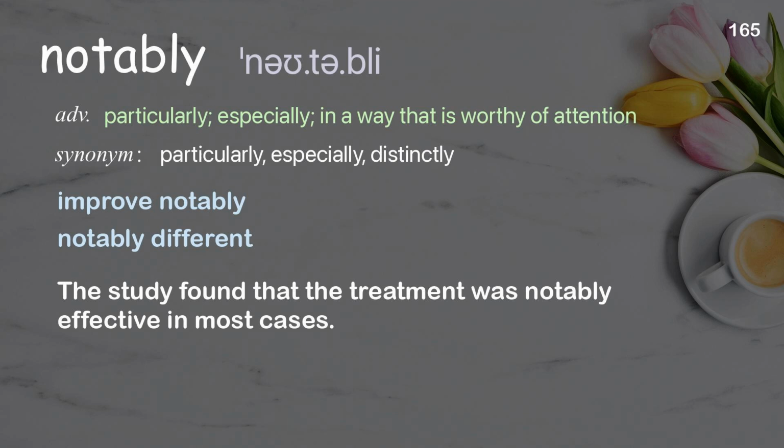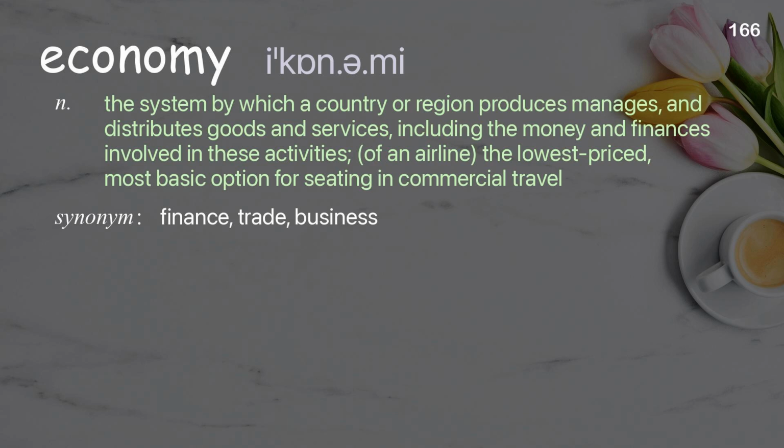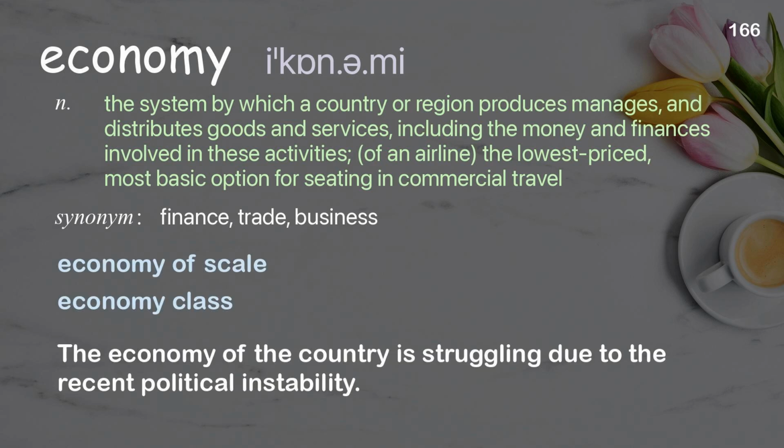Economy. The system by which a country or region produces, manages, and distributes goods and services, including the money and finances involved in these activities, of an airline, the lowest priced, most basic option for seating in commercial travel. Examples: economy of scale, economy class. The economy of the country is struggling due to the recent political instability.